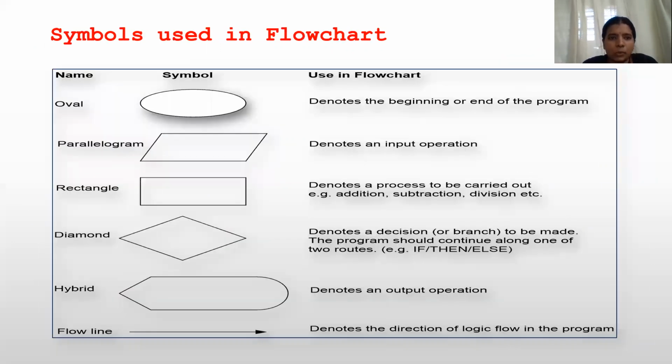Flowchart basically uses a few symbols to represent a particular process. The symbols used in a flowchart are: oval for starting and stopping the process, or a round rectangle can also be used; parallelogram for input and output; rectangle for processing; rhombus for decision making; flow lines to indicate the flow; circle for connecting; and a few more hybrid symbols.